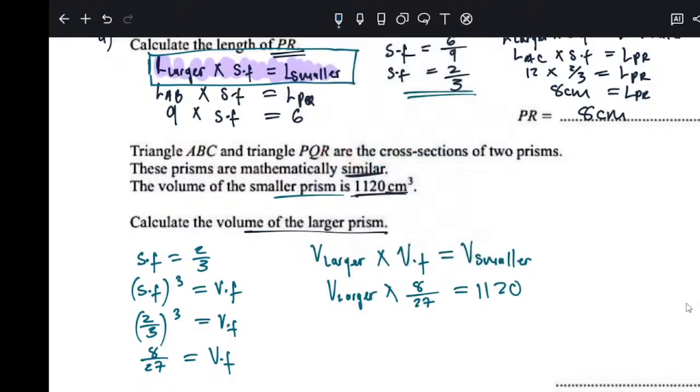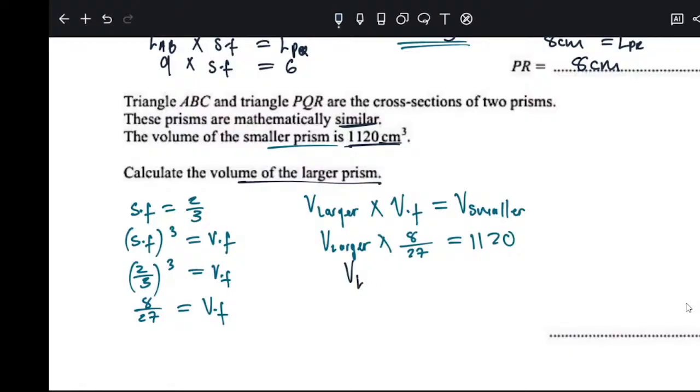Now you take 8 over 27 to the other side. You have volume of larger. When you take a fraction to the other side, it will be 1120 times the fraction will flip, 27 over 8. Then you get the volume of the larger.